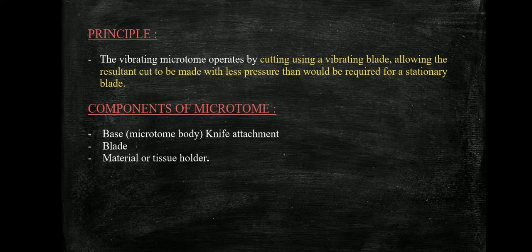Principle. The vibrating microtome operates by cutting using a vibrating blade, allowing the resultant cut to be made with less pressure than would be required for a stationary blade. Components of microtome: base, knife attachment, blade, material or tissue holder.